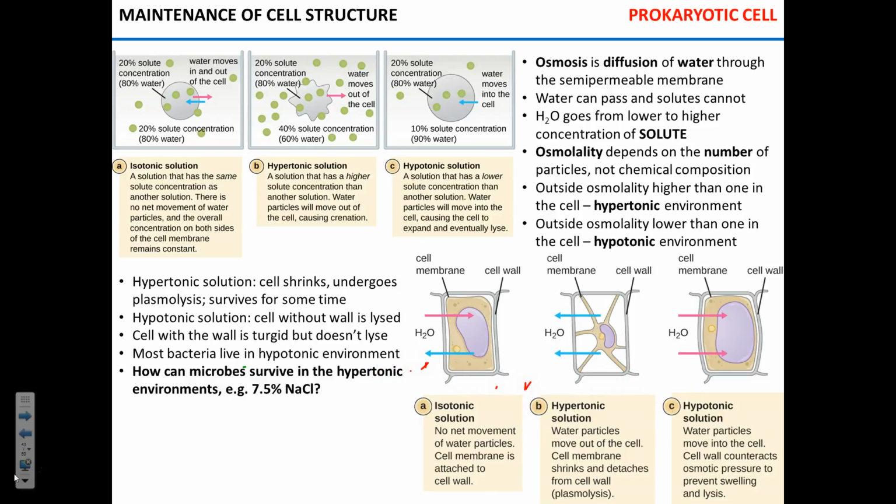So the amount of particles in the solution is called osmolality. This is important. This is a number. And it doesn't depend on chemical composition. So let's say you have sodium chloride, salt. When salt is dissolved in water, what happens to the salt molecule? Sodium chloride. It becomes two ions, sodium and chloride.